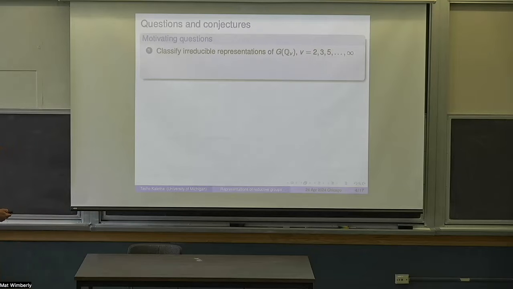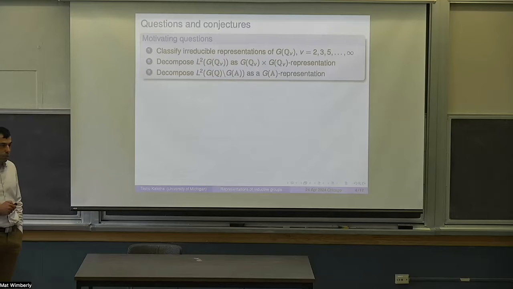The second question is, now let's consider square integrable functions, but just on a single such group, G(R) or G(Qp). Here, the group acts on the left and on the right. So this is really a representation of two copies of that group, and we want to decompose this representation into irreducibles, into the atomic particles. And then finally, consider the space where the modular forms live, namely the quotient of the adelic points modulo the rational points, and decompose this as a representation of the adelic points of that group.